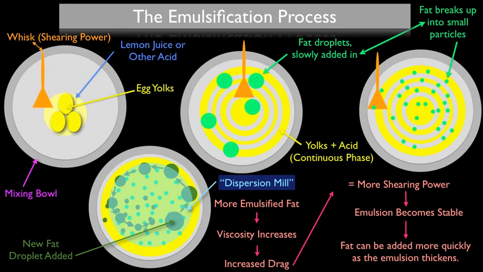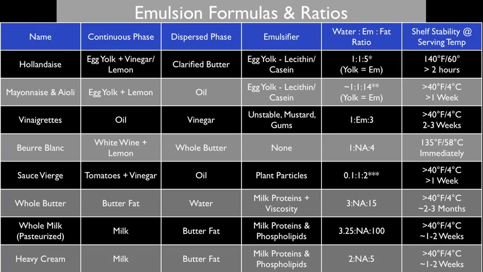Now that we understand the actual emulsification process, let's talk about, real quick, some emulsion formulas and ratios. And the way that we're going to do this is this chart is going to be available for you in the show notes. And I have it organized by the name of the sauce or the emulsification: continuous phase, dispersed phase, emulsifier, water to emulsifier to fat ratio, and shelf stability at normal serving temperature.